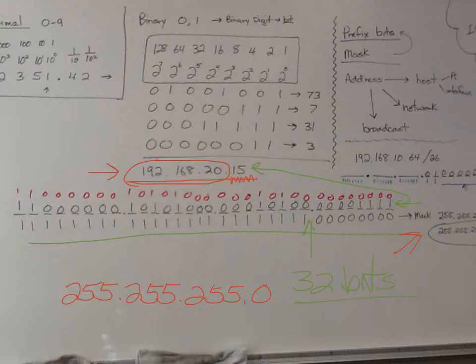So all these ones here represent 255, this represents 255, and this represents 255. If you added up 128, 64, etc., all the way down, if you add those all up, you would get 255. And these are all zeros. And then we went through ANDing. ANDing is if you have a 1 and a 1, you get a 1. If you have a 1 and a 0, you get a 0. So when you take the mask and AND it with the address here, you get the network.